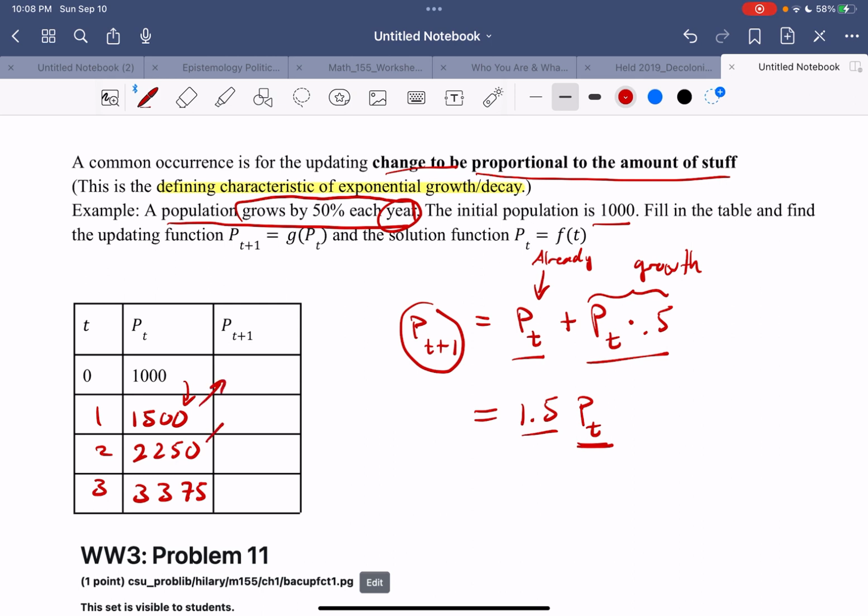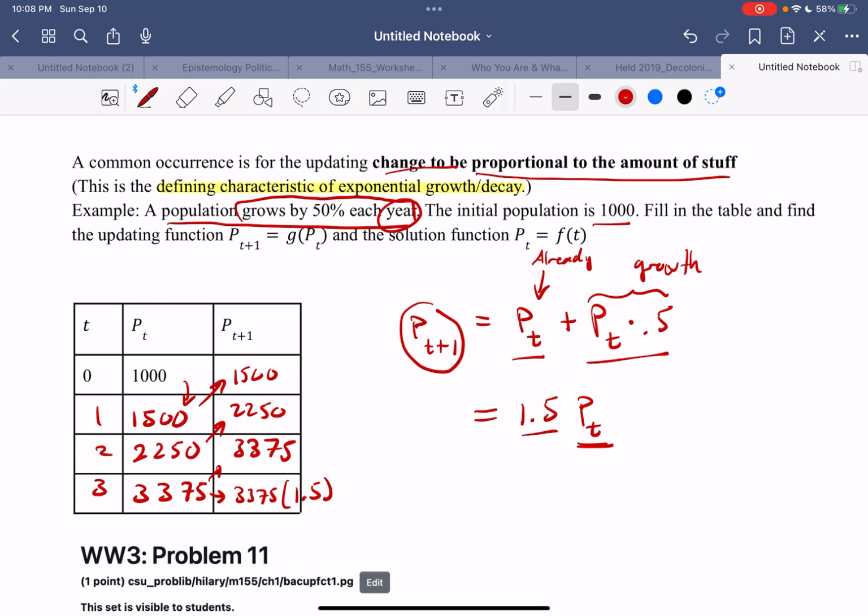And then you can kind of just put these here and here and here if you'd like. So this is 1,500. This is 2,250. This is 3,375. I sure hope that's right. Okay, and how would we get here? We would take 3,375 and multiply it by 1.5, which I don't feel like doing right now.